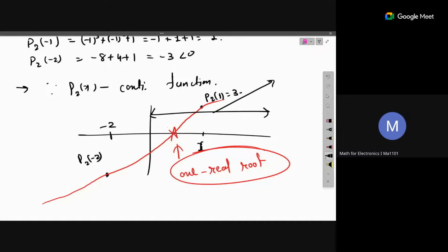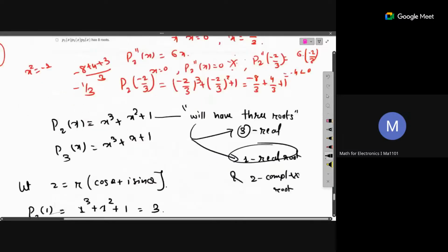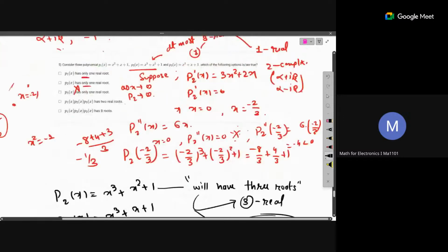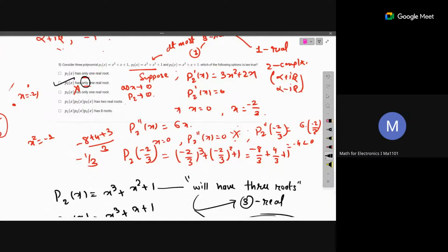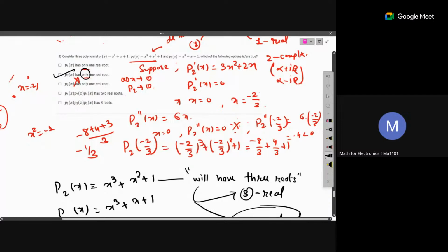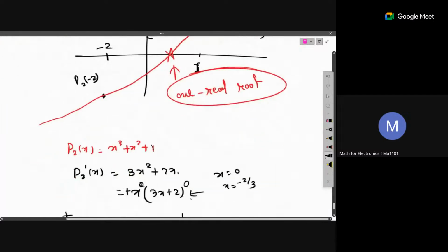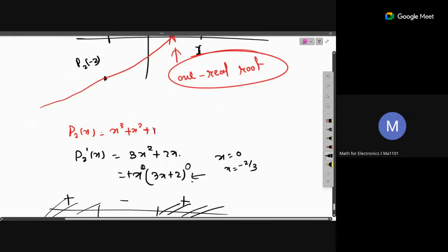And if you compute the graph of this polynomial also, that will also say that there will be only one real root. So that's why this P2 option is correct. So P2 will have only one real root. Are you guys convinced with this explanation?